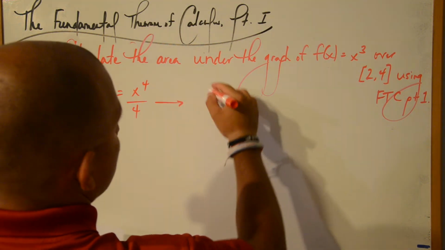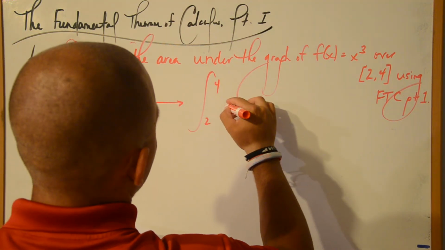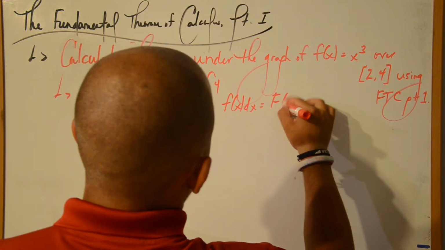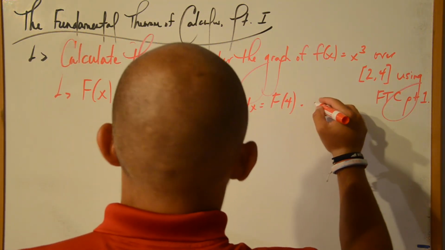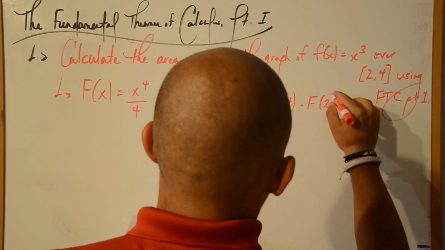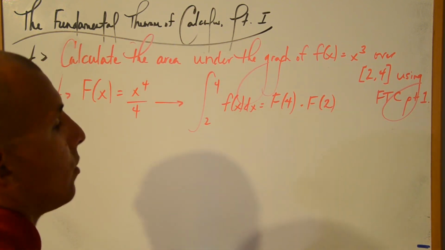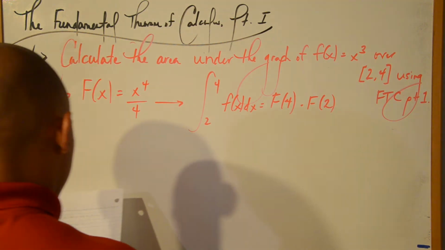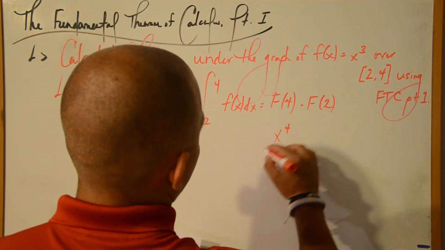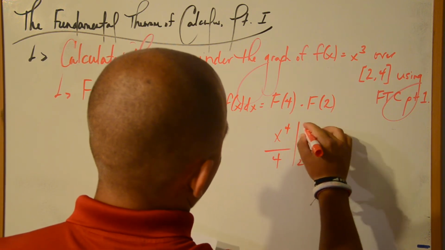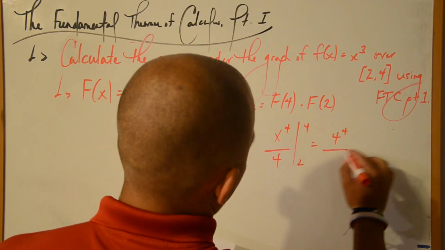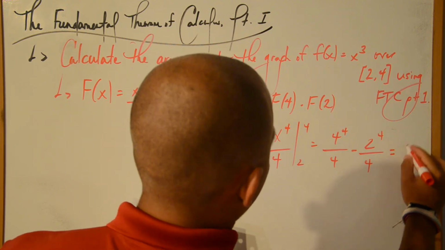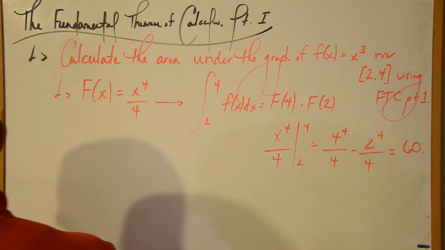So the definite integral of our function is equal to, once again, the difference of the upper and lower bounds as inputs. So we really have x to the 4th over 4 from 2 to 4, which is, and I'll let you handle the arithmetic, but we get 60.